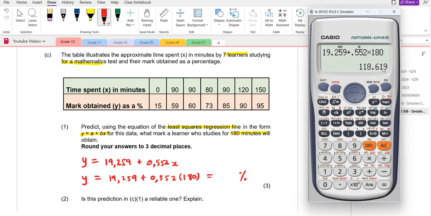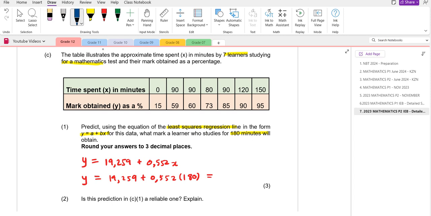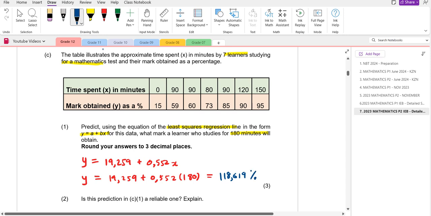118.619. But you can't get 118, so let's just write that down. 118,619%. So we can't get 118,619%, therefore the learner will basically obtain 100%. Okay, is this prediction in C1 a reliable one?